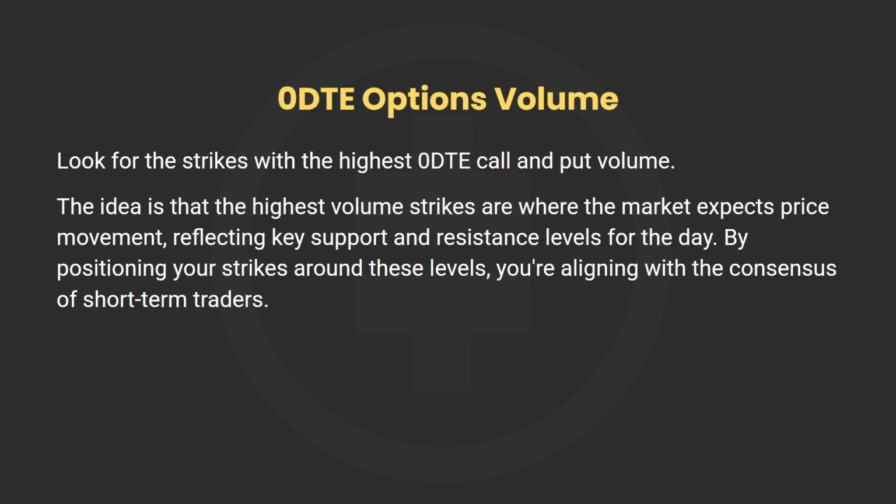The second method is based on 0 DTE options volume, which identifies key short-term levels or zones by analyzing the most active strikes. The idea is that the highest volume strikes are where market participants expect price movement, reflecting key support and resistance levels for the day. By positioning your strikes around these levels, you're aligning with the consensus of short-term traders.